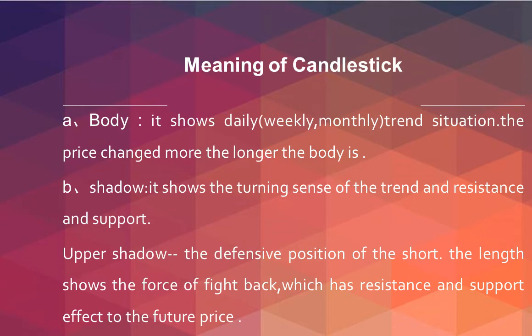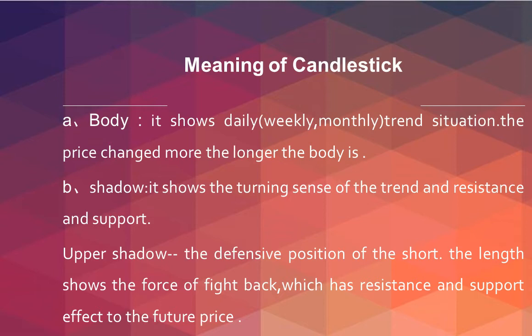For the body, it shows daily, weekly, or monthly trend situation. The more the price changed, the longer the body is. So the body can help us to judge the momentum. Then the next one, shadow. It shows the tendency of the trend and resistance and support. So if you see the downward shadow is long, which means this is a stronger support. Then if you see the up shadow, the longer the up shadow, the more resistance, okay?